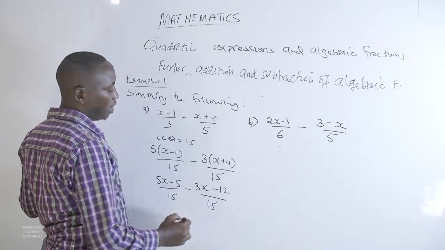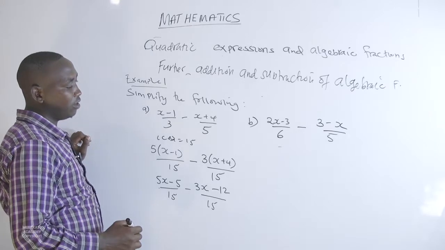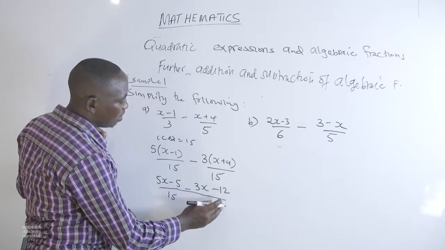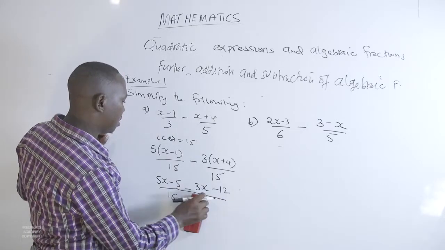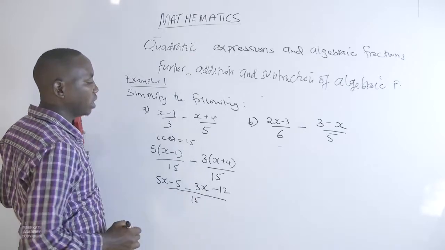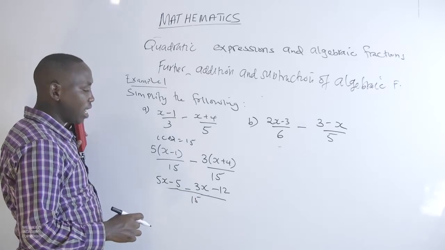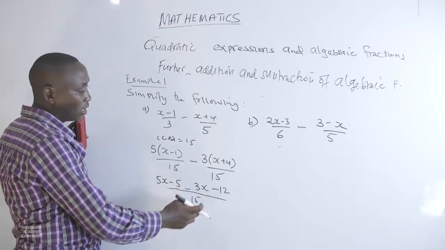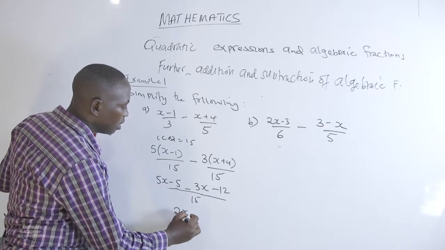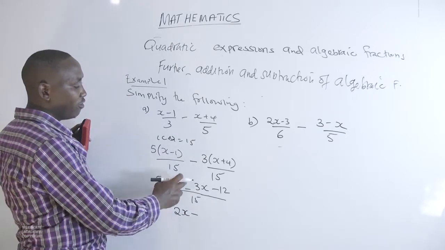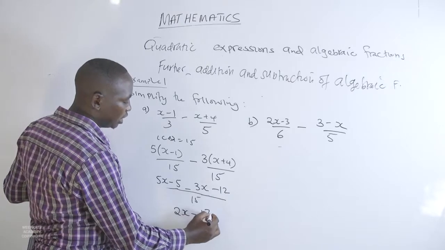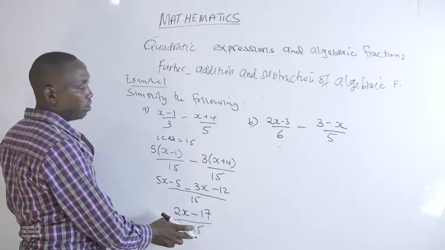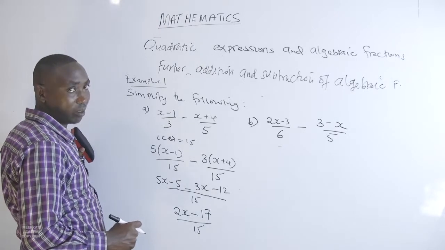The whole of this is divided by 15. We now have all of them under one denominator, which is 15. Then we move in and simplify by combining the like terms. 5x minus 3x is 2x, minus 5 minus 12 is minus 17. All this divided by the new denominator, which is 15.